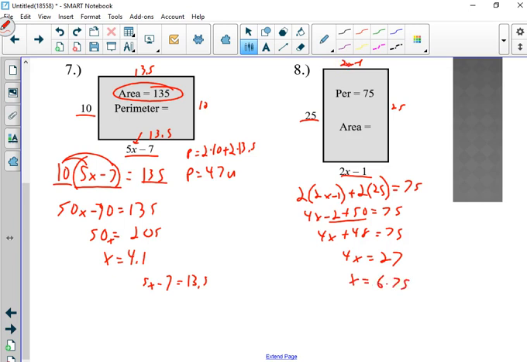That's x. We still need to plug that in there. So 2 times 6.75 is 13.5, minus 1 is 12.5. So this is 12.5. So the area is 12.5 times 25, which is 312.5 units squared.